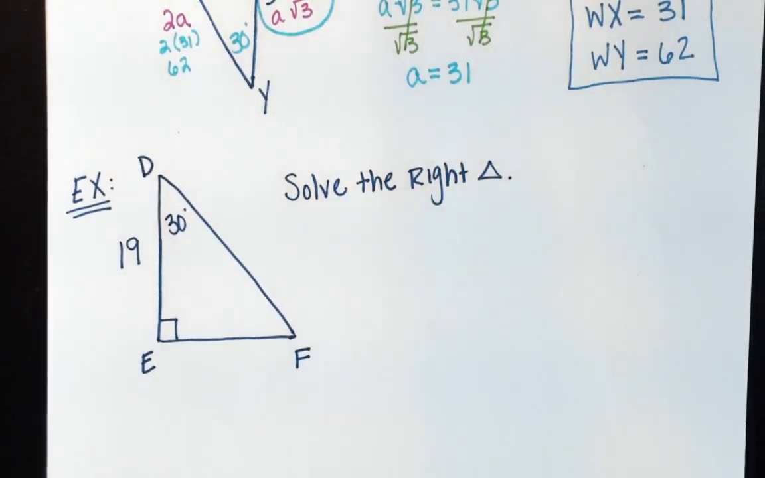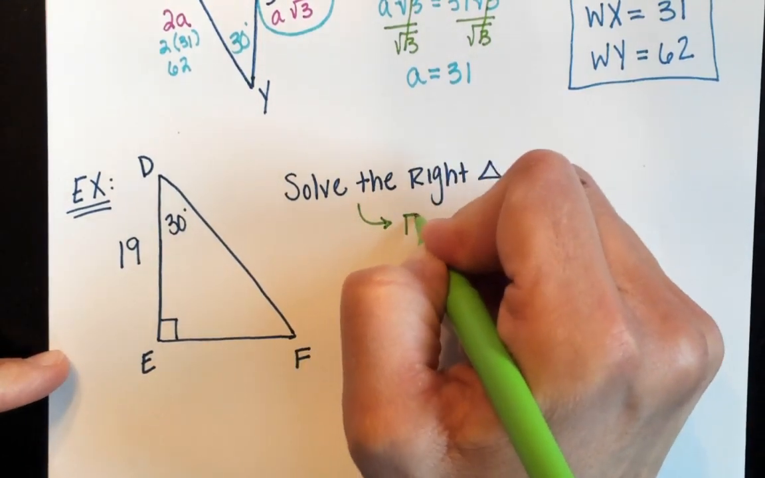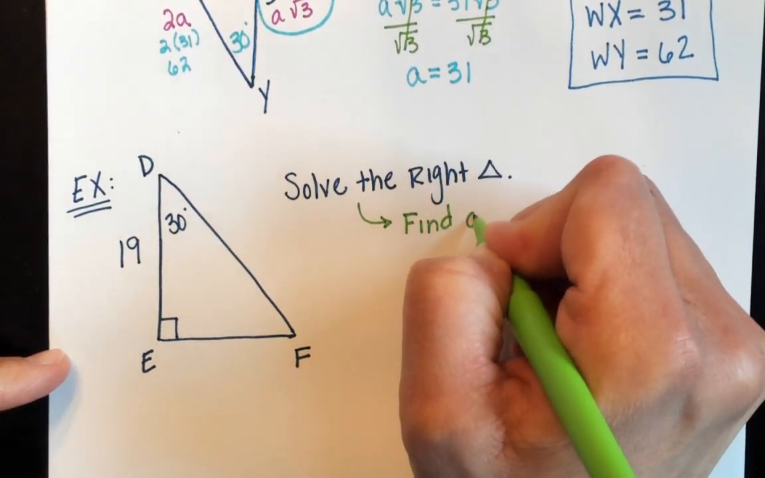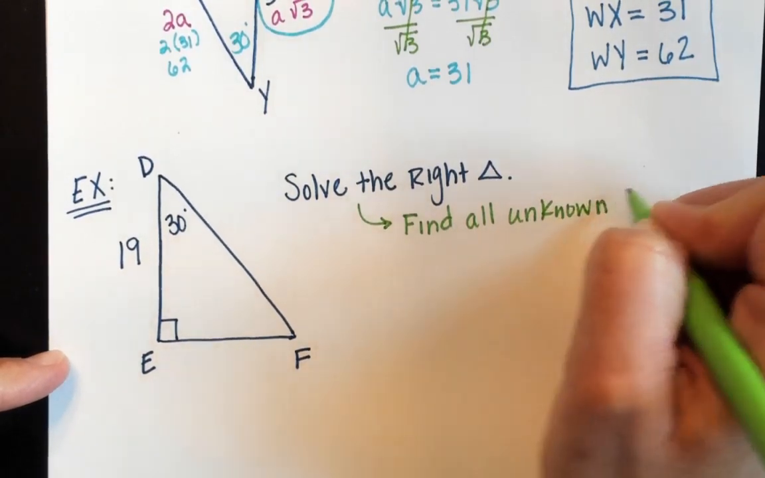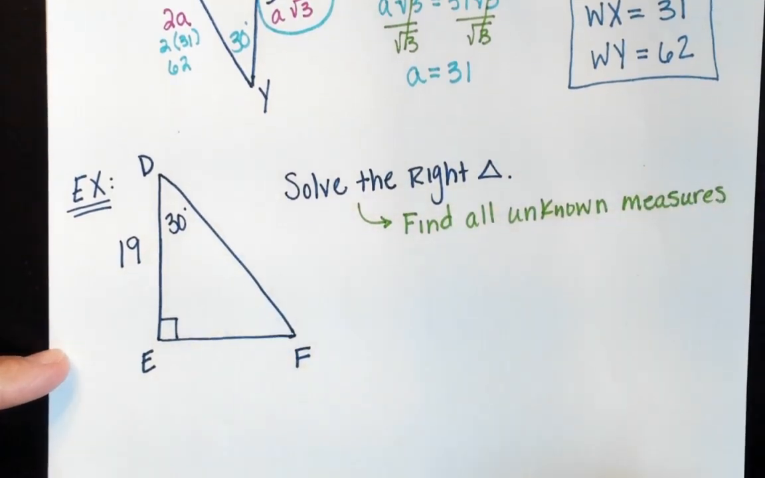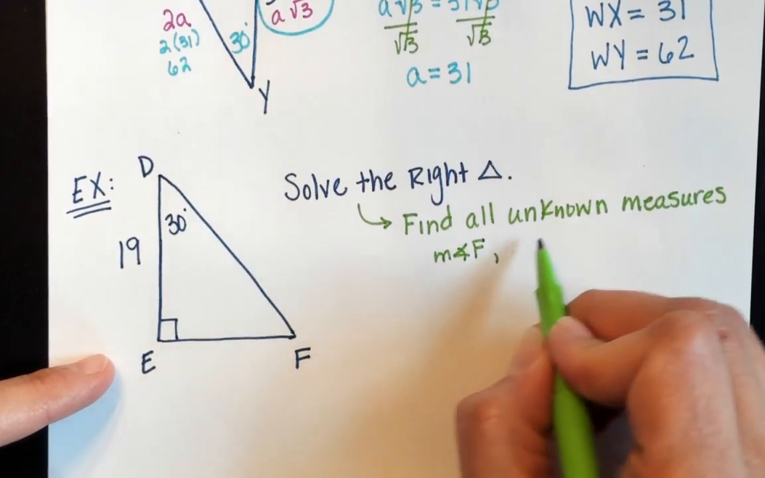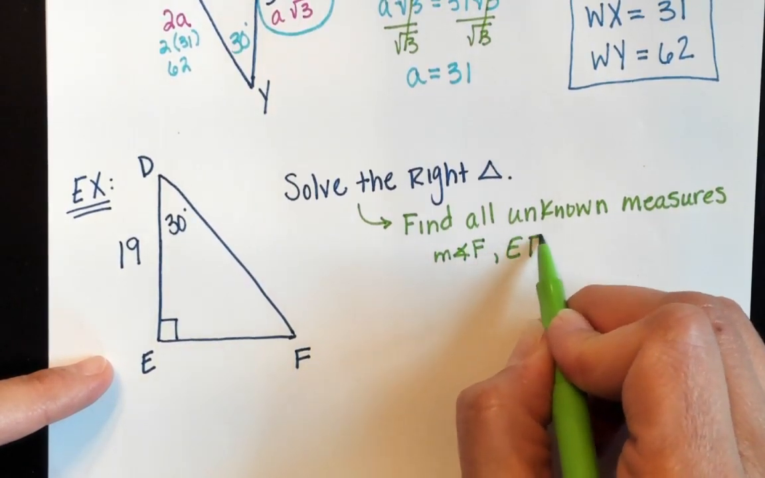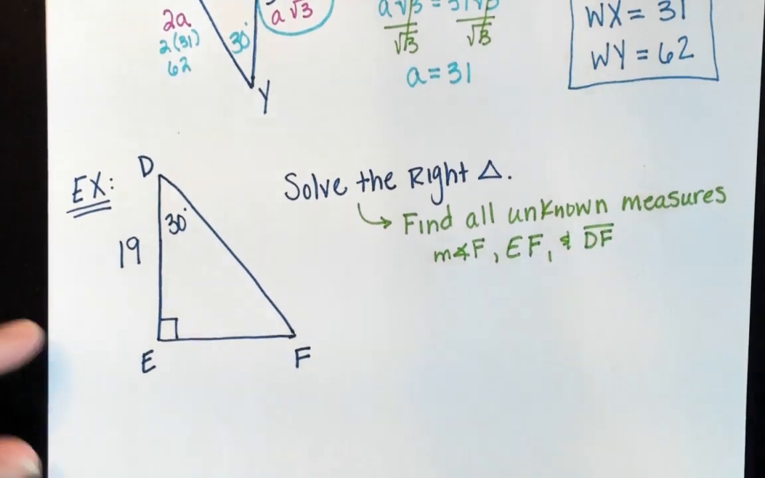And we're going to solve the right triangle. So again, remember what we just got done saying. When we solve the right triangle, find all unknown measures. So that means the measure of angle F, the length of EF, and the length of DF.